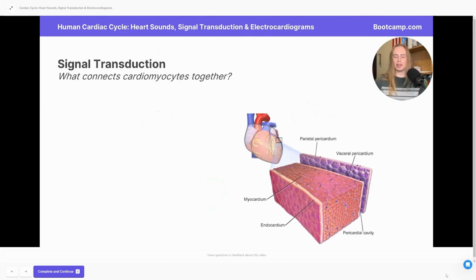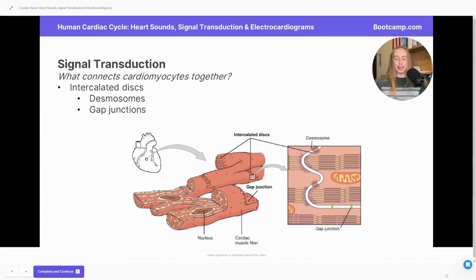Now we're going to be moving on to signal transduction, and an important question to start with this is what's going to be connecting our cardiomyocytes together. Cardiomyocytes are connected together via intercalated discs. These intercalated discs are made up of desmosomes and gap junctions.